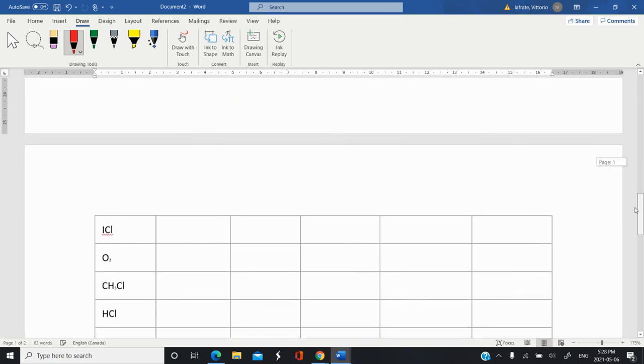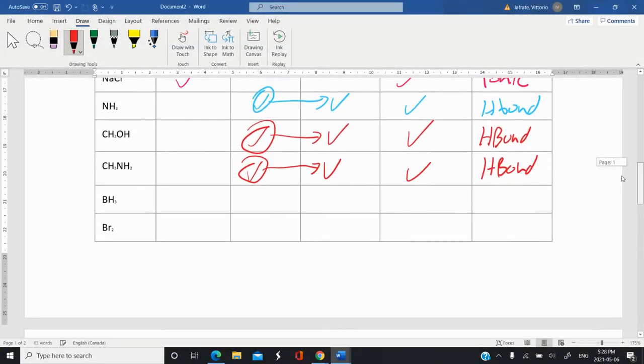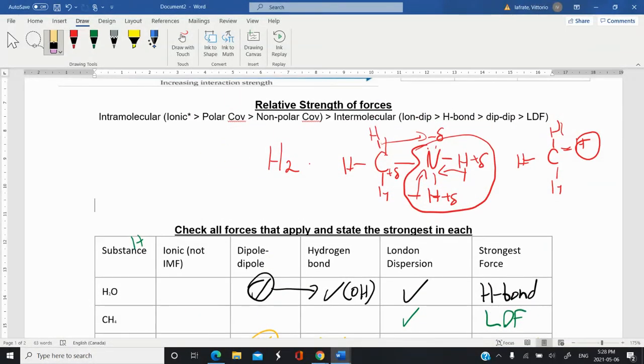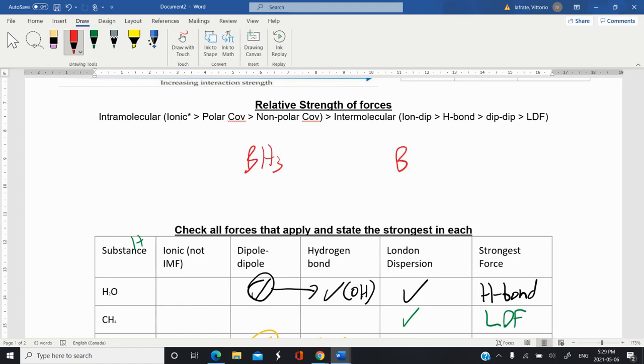So let's go ahead and do the next few. And don't forget, this video is long, but you're going to fast forward as you need to and check your work as you need to. So let's do the BH3 example. BH3. So BH3, let's draw that out as a Lewis structure. And you can also draw it out as a VSEPR structure as well. But we're just going to deal with the Lewis structure right now.